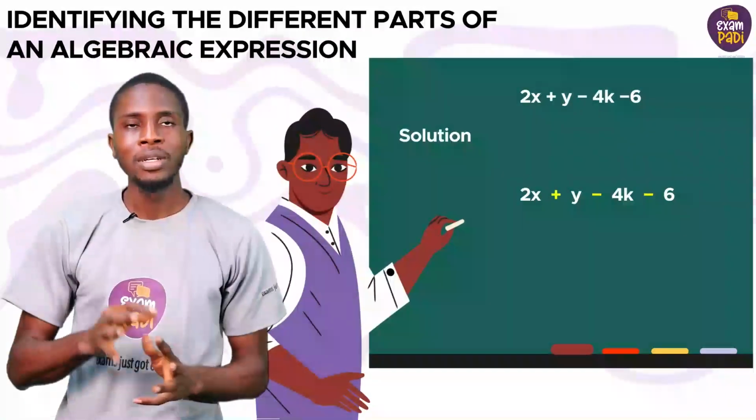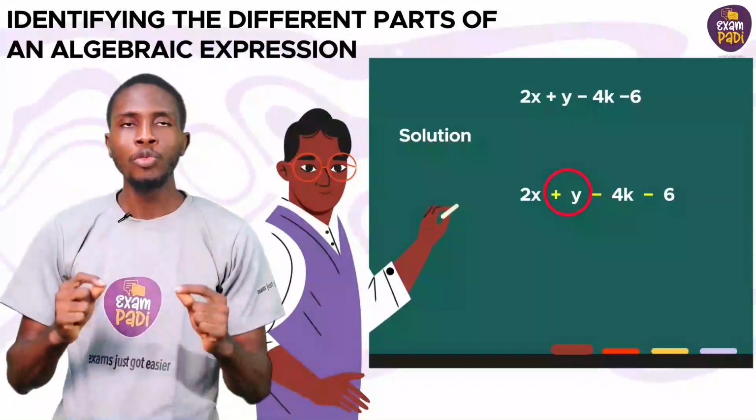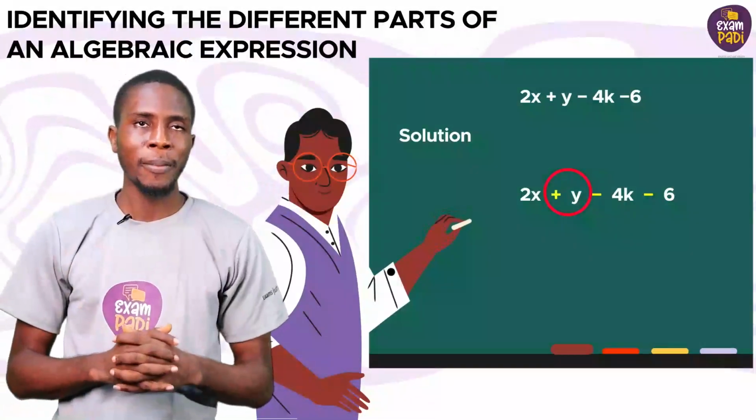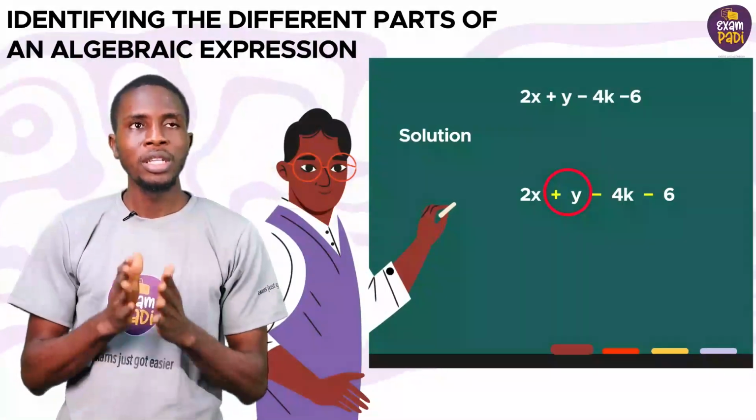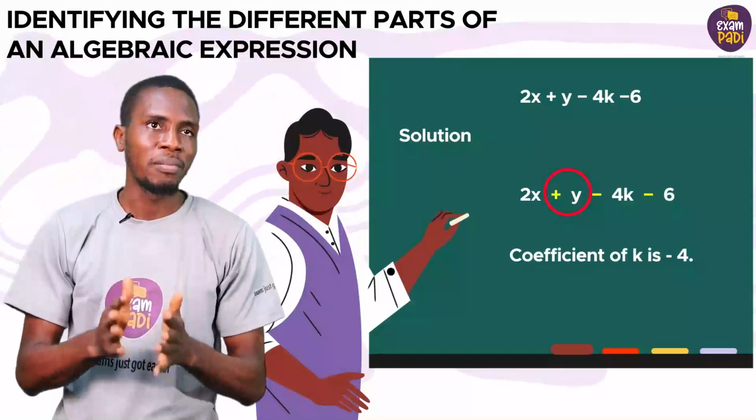Step 5. To find the coefficient of k, look for the term that contains k. The plus or minus sign before the term is part of the coefficient. The coefficient of k is minus 4.